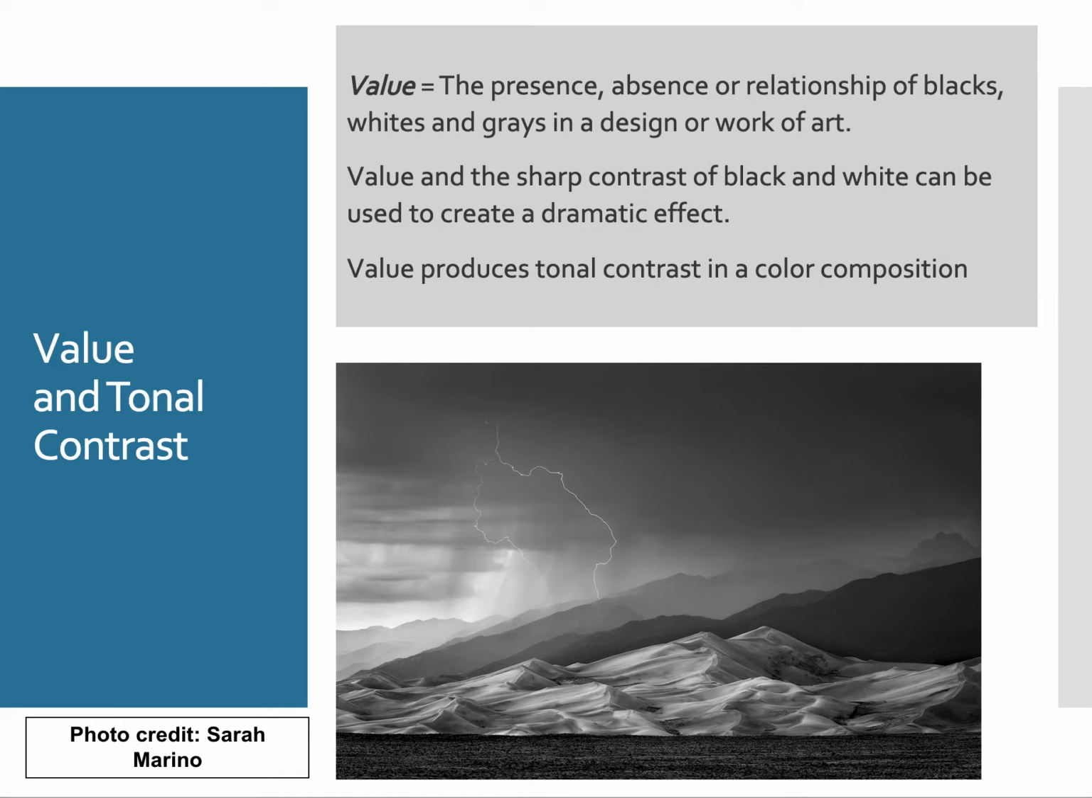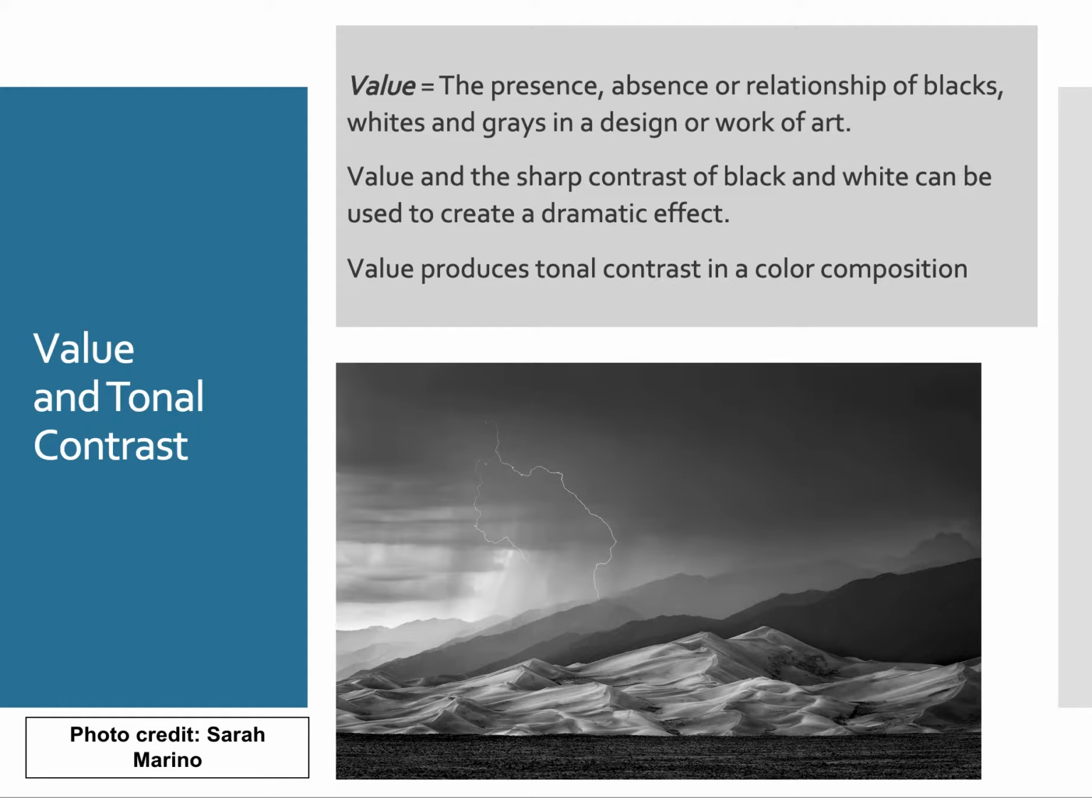This video is a continuation from the previous. So value and tonal contrast have to do with the relationship of black, white, and gray in a work of art. And black, white, and gray allow us to see three-dimensionally. So essentially, value produces tonal contrast in a color composition, and it also provides depth, meaning three dimensions. And you can see from the image below that is purely black and white what that looks like.